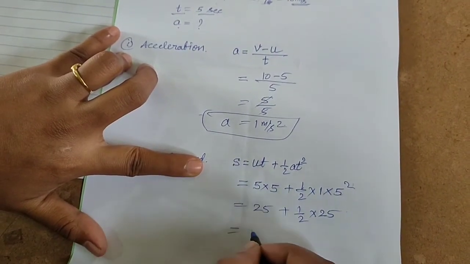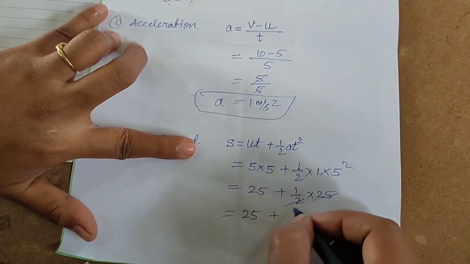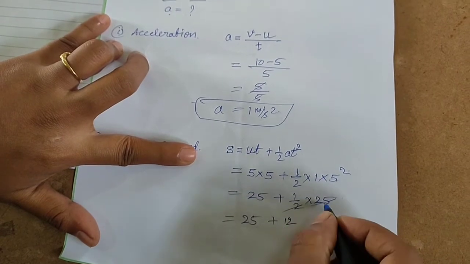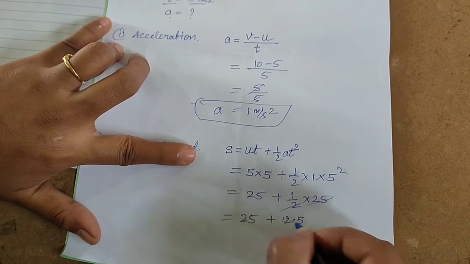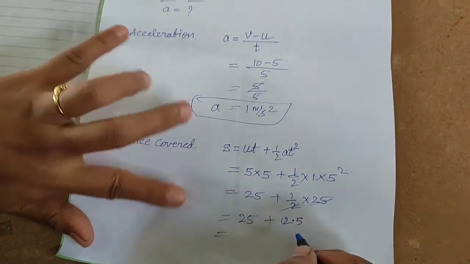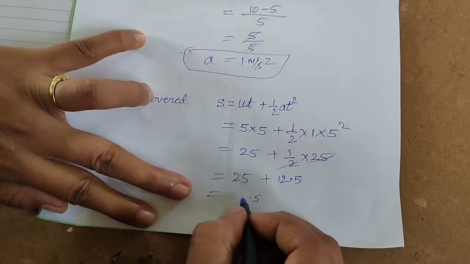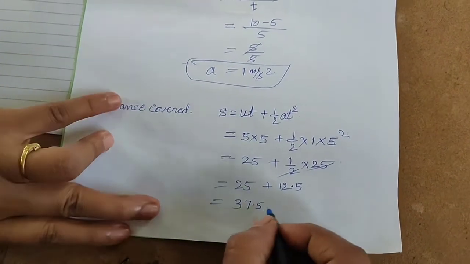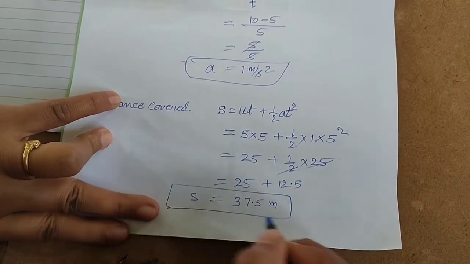Okay students, write 25 as it is. You can divide 25 by 2. So then we get 2 ones are 2, 2 twos are 4, so put point, take 1 0, 2 fives are 10. So now add these two, we get 0.5, 2 5 is 7, 1 plus 2 is 3, so 37.5 meters. So this is the distance covered by the object.